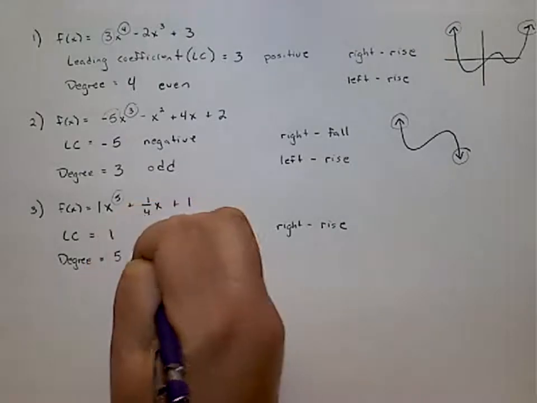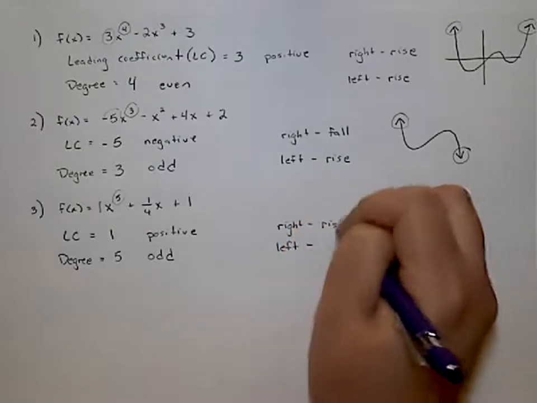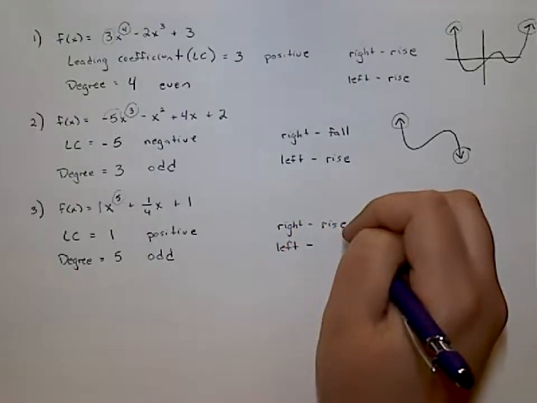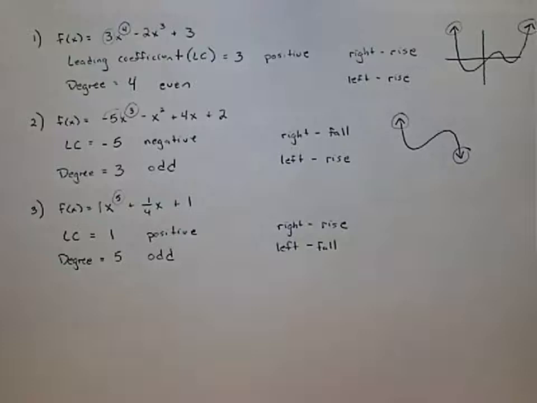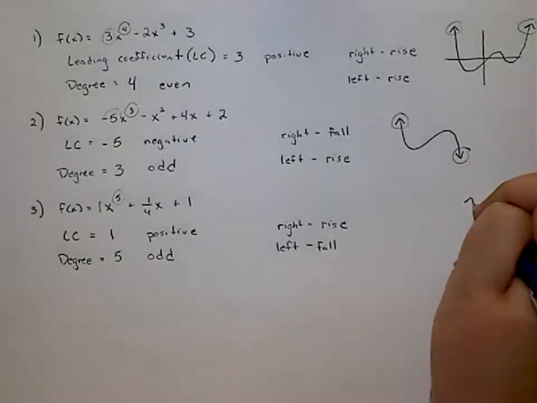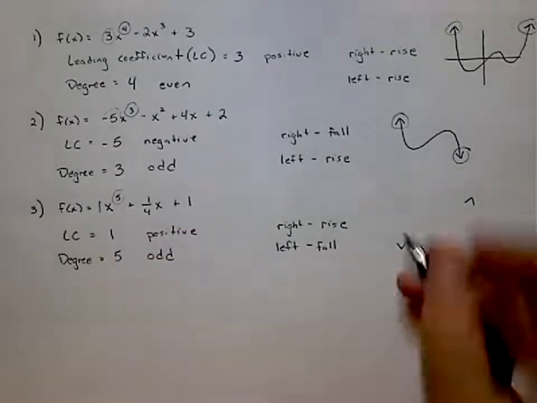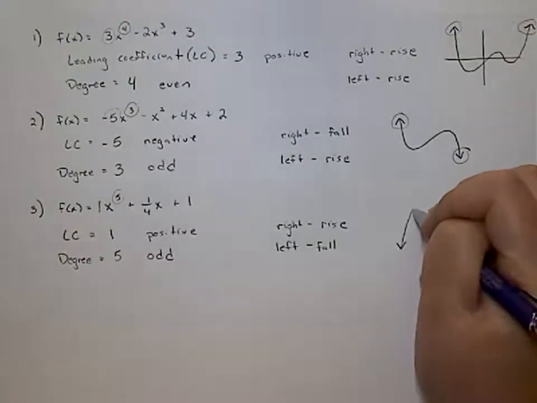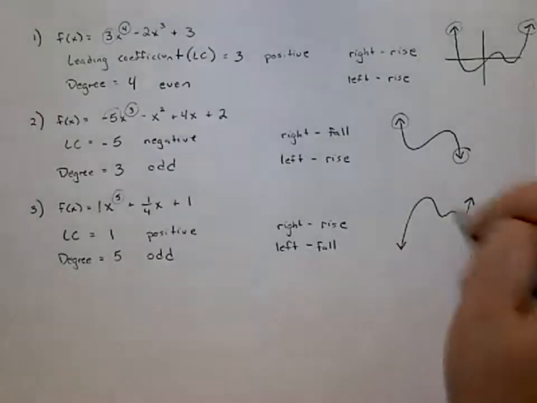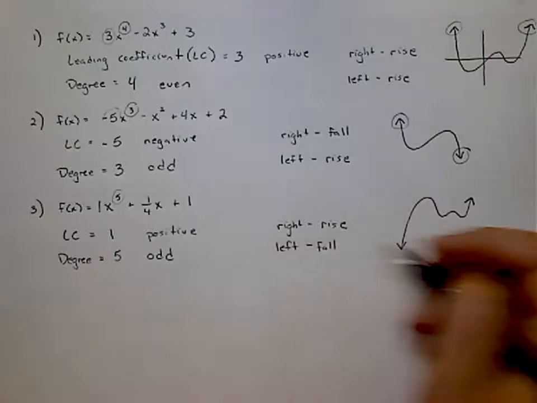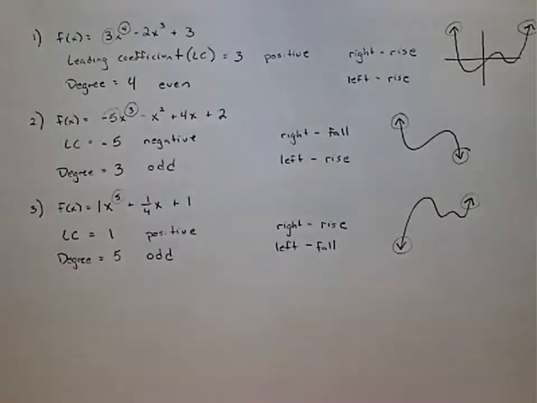And that is an odd number. So our left side is going to do the opposite of our right side. So our right side rises, our left side will do the opposite of that, and it's going to fall. This is a 5th degree. There could be a lot of things that happen in here, just completely guessing, whatever happens in here. All that I'm worried about right now is that the right side goes up and the left side goes down based on our ending behavior.